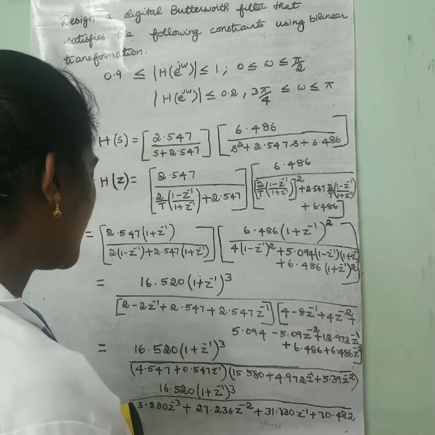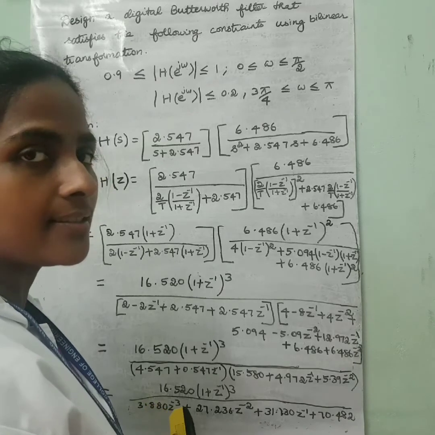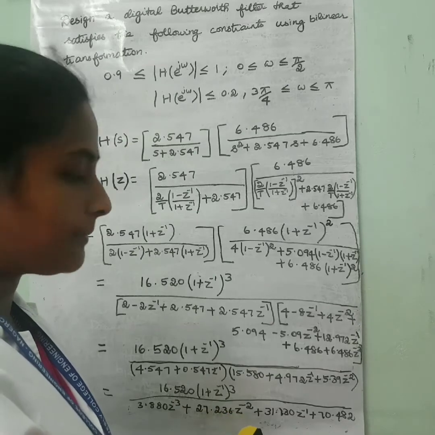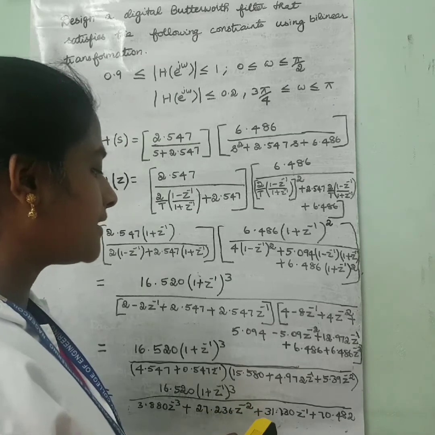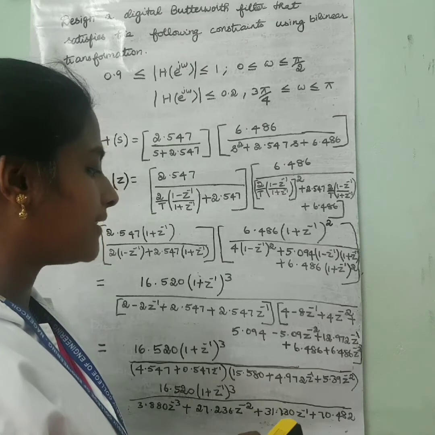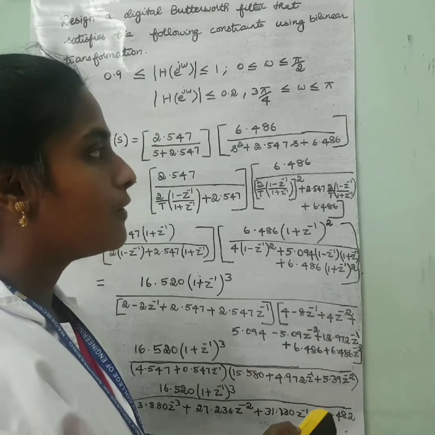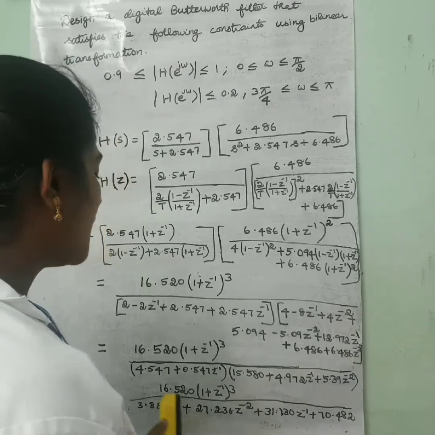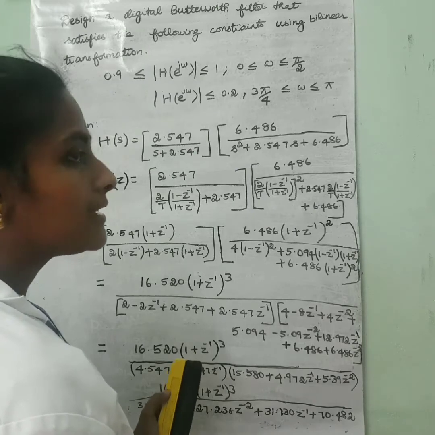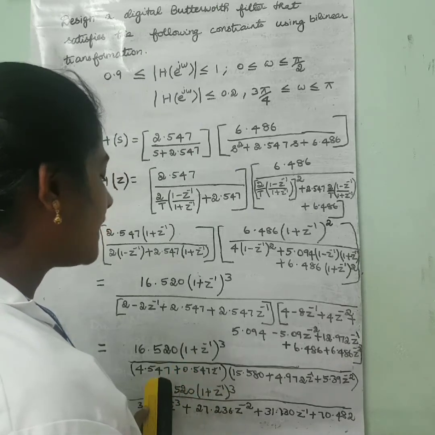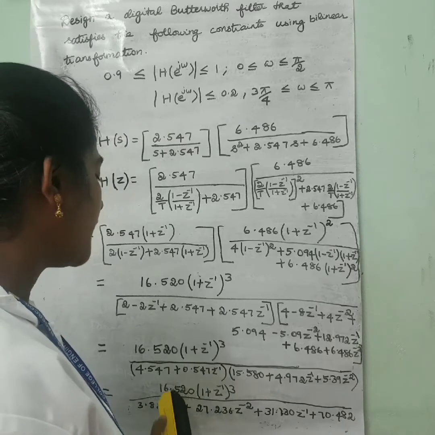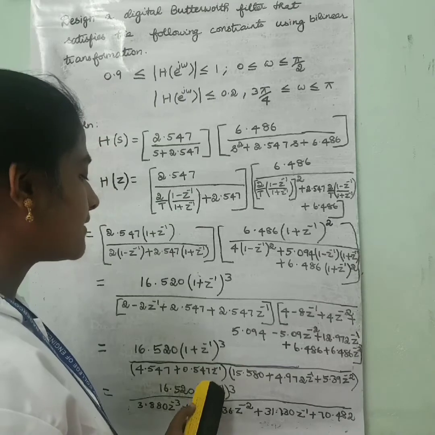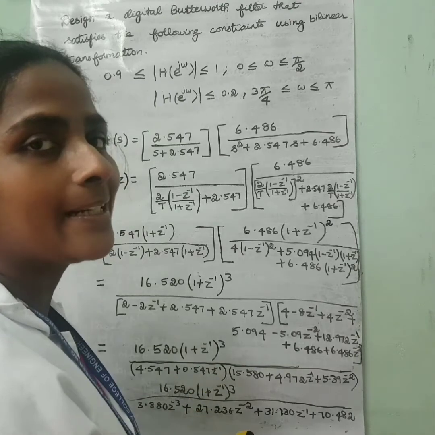Separately you will get the value as 3.880 into z power minus 3 plus 27.236 into z power minus 2 plus 31.130 into z power minus 1 plus 70.482. After that you can simplify, okay? What you have to do means you have to divide in the numerator and the denominator by 16.520. When you are dividing in the numerator you will get 1, so 1 into (1 plus z power minus 1) the whole cube.